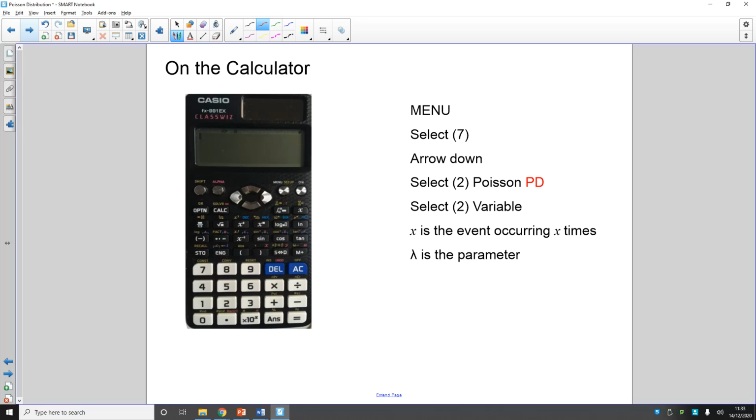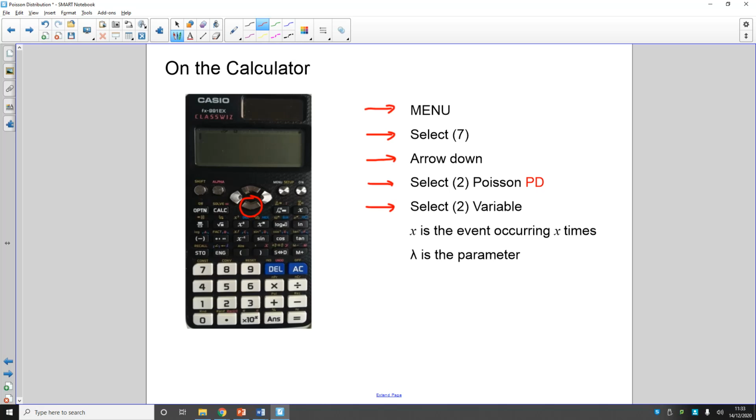Well, again, starting up, we select from our menu option number 7, and then we would need to arrow down. In this case, we do not want the first 4 selections. So arrow down, you'll see 3 options. You need to select option number 2, which says Poisson PD. And then once you've selected that, you need to select number 2, variable.